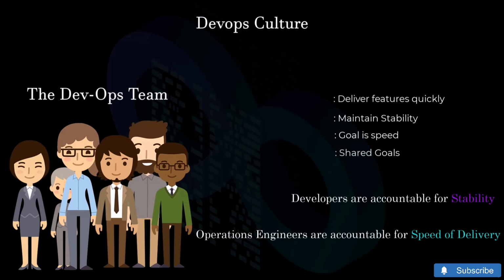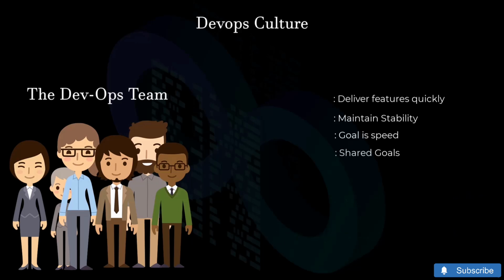Another parameter that lies between speed of delivery and stability is time to market. This is one of the goals that is shared by development and operations in a DevOps culture. What is time to market?